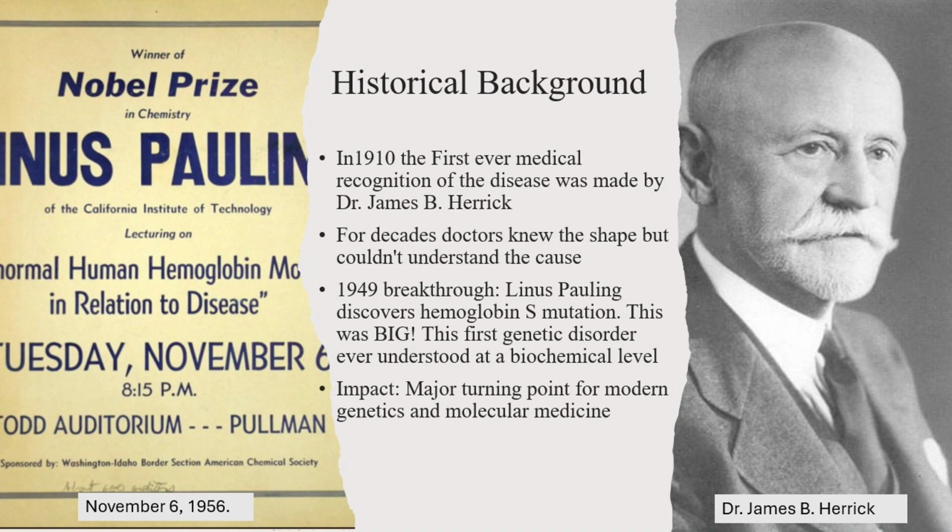The earliest medical description was made in 1910 when Dr. James B. Herrick documented a patient with unusually shaped red blood cells. Herrick didn't yet know why this was happening, but his observation became the foundation for understanding the disease.